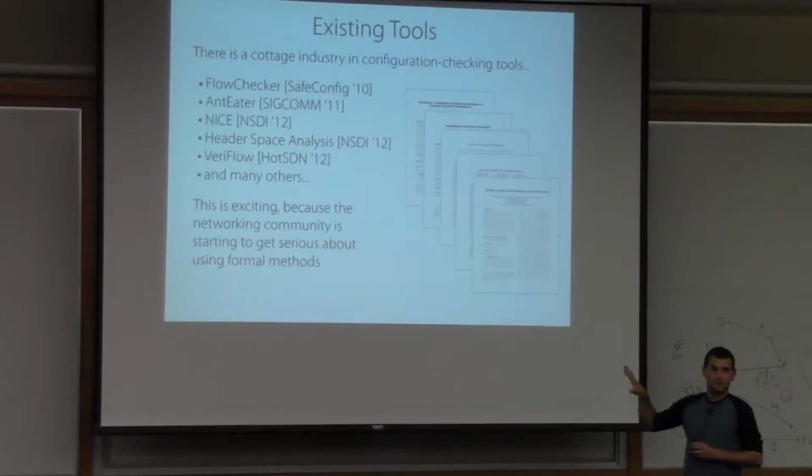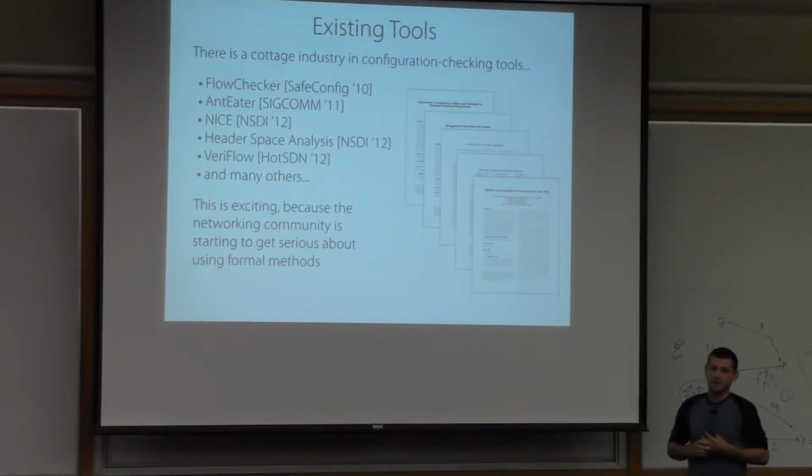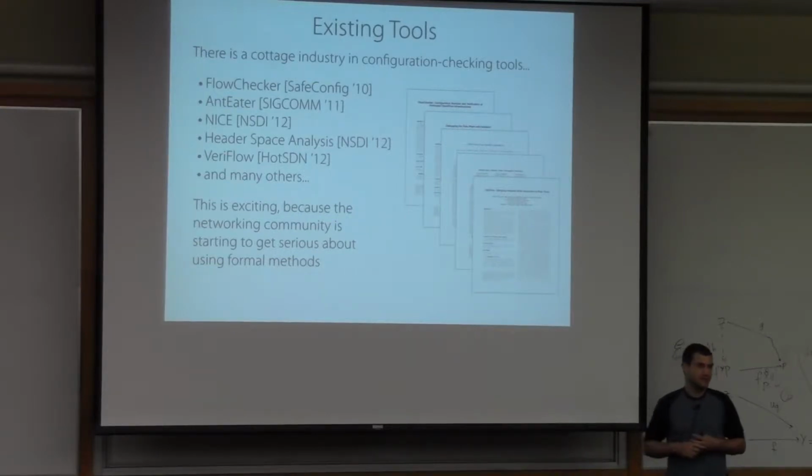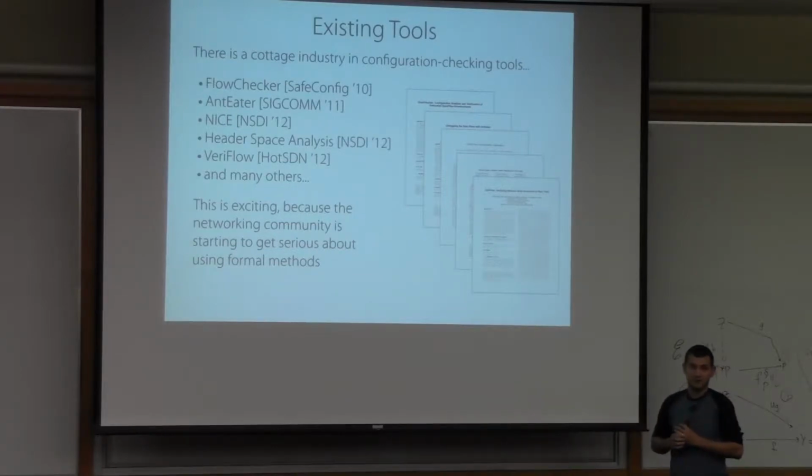Most of these systems work by translating network configurations into input problems for existing solvers. SAT solvers or SMT solvers have gotten really fast, and some of these systems are essentially clever front ends that take in a network configuration and then maybe do some munging of it and then spit out a SAT instance. And then if the SAT solver says the instance is satisfiable, that tells you something about the network.